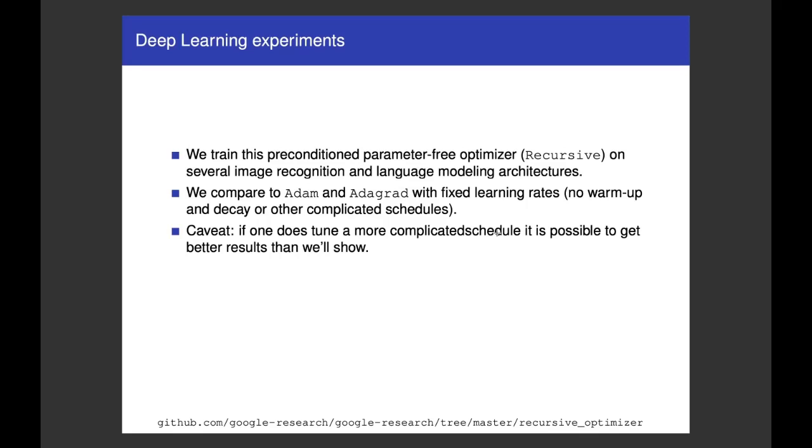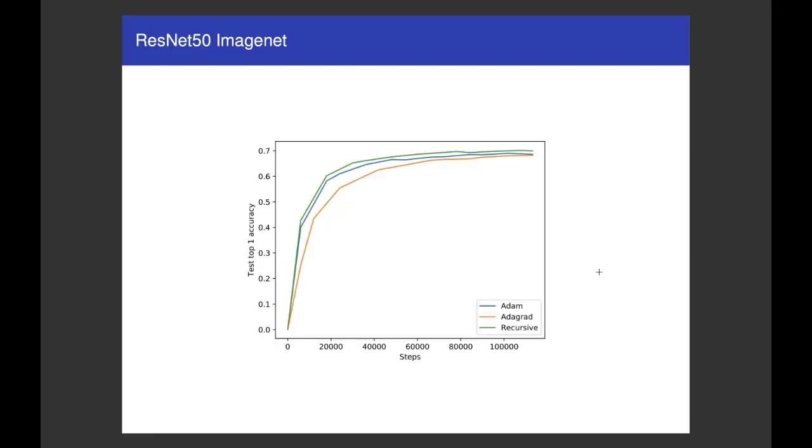I should note though that if you have the money to do some very complicated tuning, you can do a more complicated schedule where you do maybe some linear warm up in the beginning for some unknown number of epochs, and then you do some polynomial decay with some exponent, something like that. There are more complicated things, and they will get better results than we'll show here if you do that. All right, so let's get started.